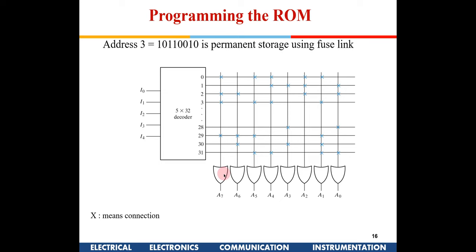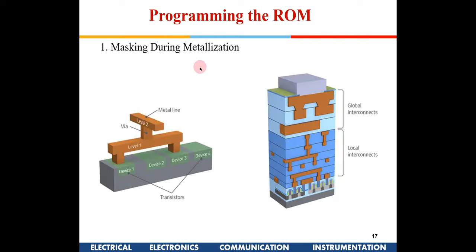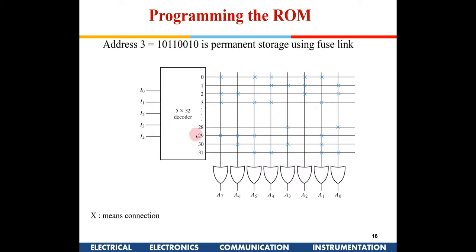Now how to program this? There are several ways of programming this ROM. We are talking about a set of horizontal lines and a set of vertical lines. These horizontal lines are being powered by the decoder. So there is going to be a voltage available on these horizontal lines depending on the address which we place here. The vertical lines are running orthogonally. This is one metal. This is the second metal.